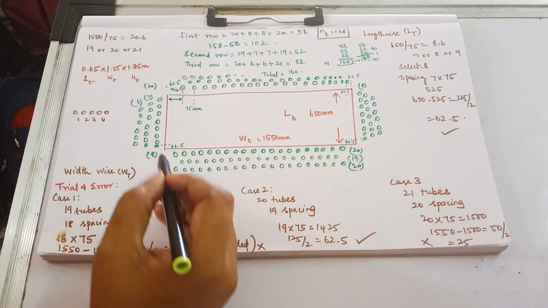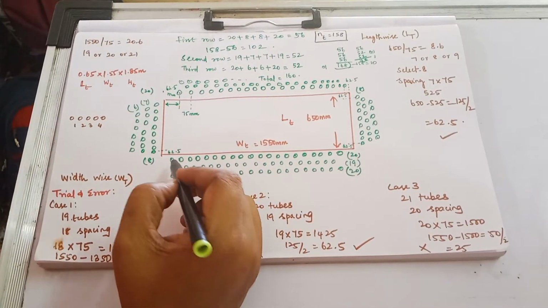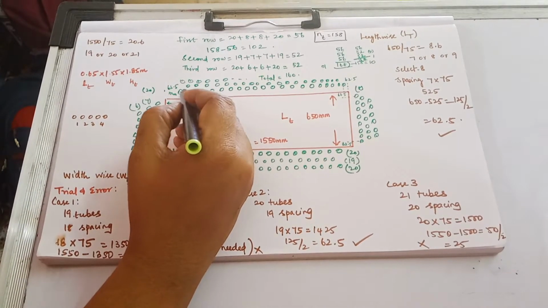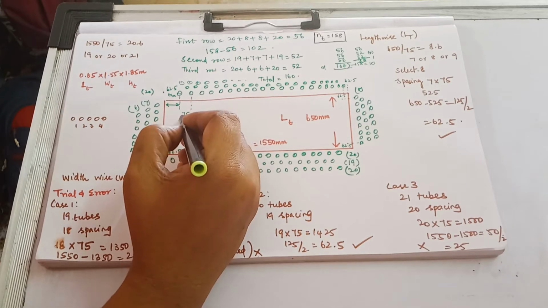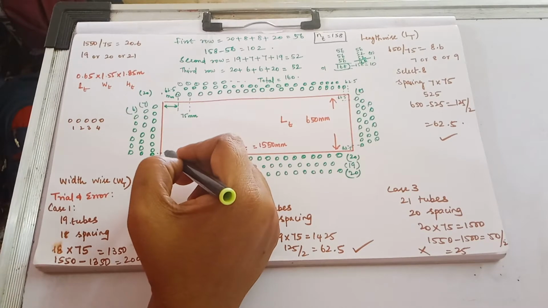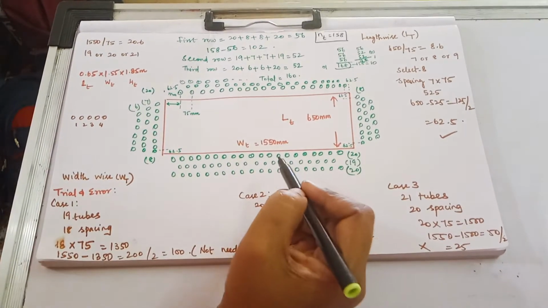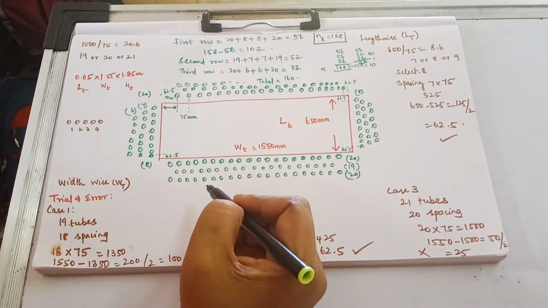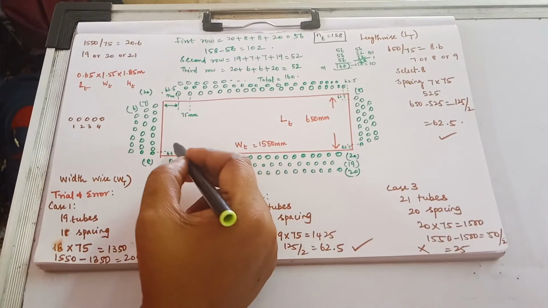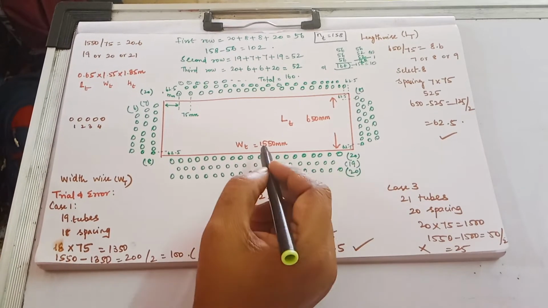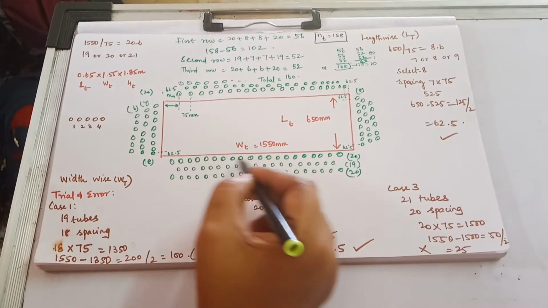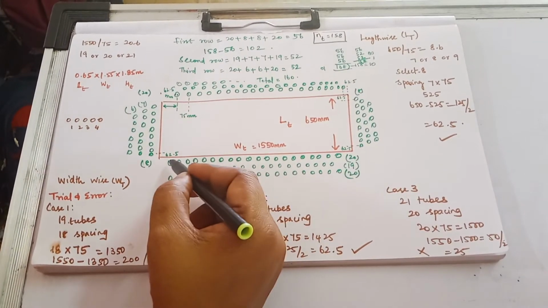Now we know that there are some constant values. The center between the two tubes is equal to 75 mm. Roughly we can calculate, but this is a trial and error method. The width of this transformer tank is 1550 mm, so we can find out the maximum number of tubes we can place here.